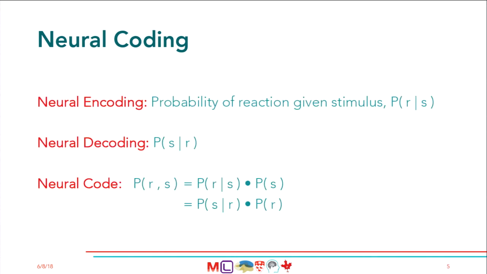The goal is to understand the relationship between some stimulus that's applied and the reaction that we get. The first step of this could be perceived as the encoding: the probability of reaction given your stimulus. Now the decoding step is trying to go the other direction: the probability of some stimulus given our reaction. The neural code can be summarized as the joint probability of this stimulus and reaction environment.